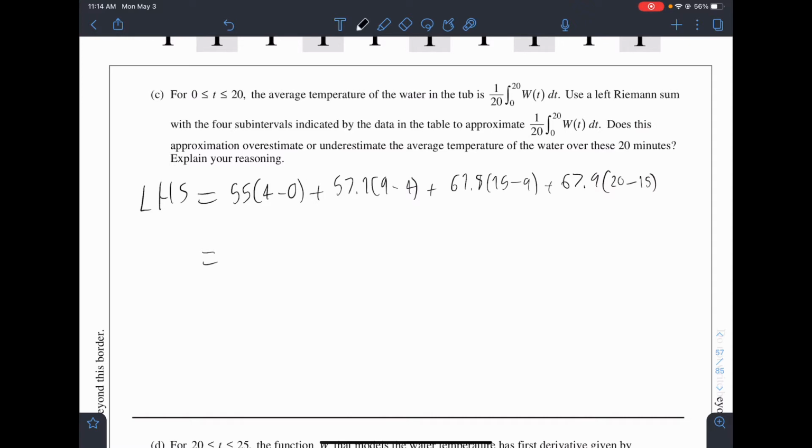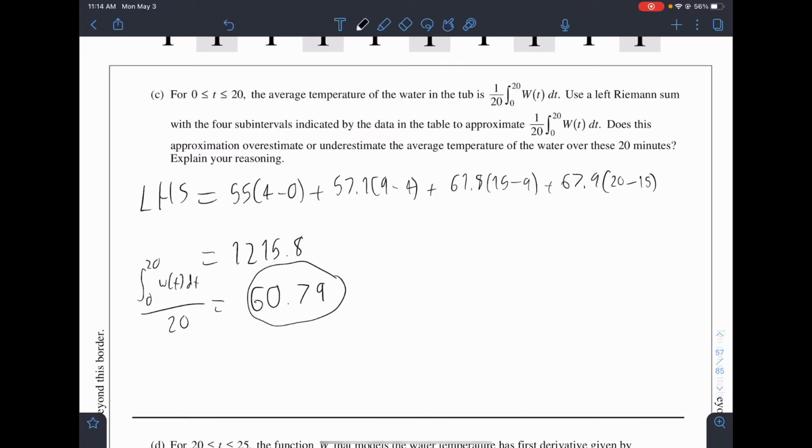Okay, so what we're going to get is 1,215.8. So that's our approximation for the integral. But now we have to divide by 20 to get the average value, because that's the definition of average value. So when we divide by 20, we get 60.79. So that's our first part of the answer.